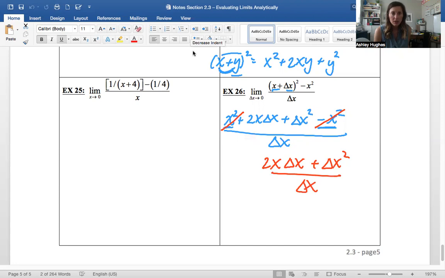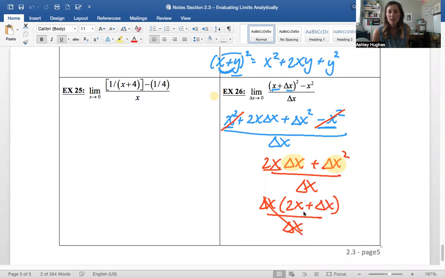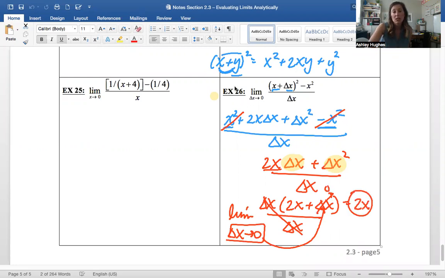And on top, I see both of these guys have a delta x. So I can factor out that delta x and say delta x, if I divided it out, I'm just left with this 2x plus one of those delta x's. And now I'm going to plug in delta x going to 0. This goes to 0, so I get 2x. And we're going to spend a lot more time talking about that in a few lectures.